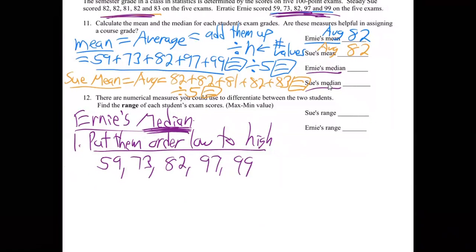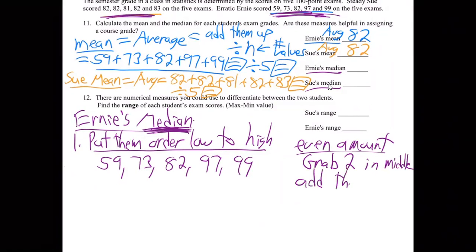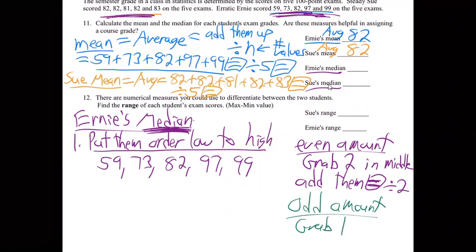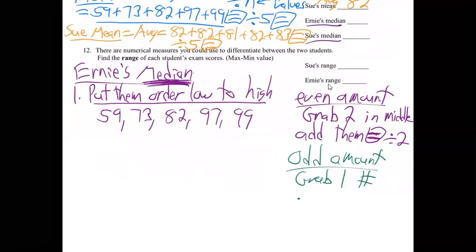And remember, if you have an even amount, we don't, but if you have an even amount, then you grab the 2 in the middle, you add them, hit equals, and divide by 2. You take the average, right? If you have an even amount. We don't have an even amount. If you have an odd amount, you just grab the 1 number in the middle.